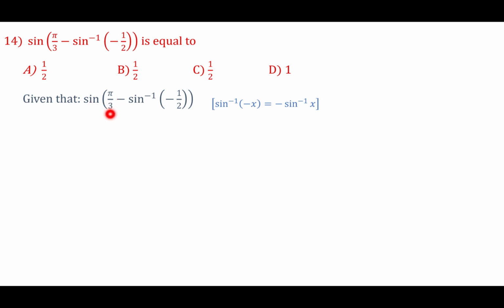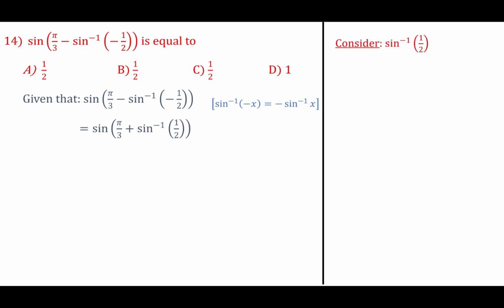So it is sine of pi by 3 plus sine inverse half. That is why it is plus, because I have a negative sign in the question, and negative sine inverse of negative theta is negative sine theta. So this negative and this negative will be positive. Now consider this part only. What is the value of sine inverse half?